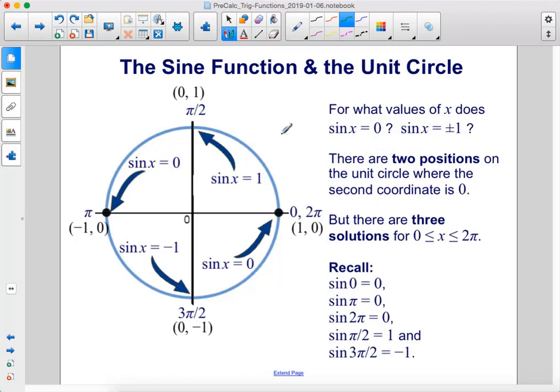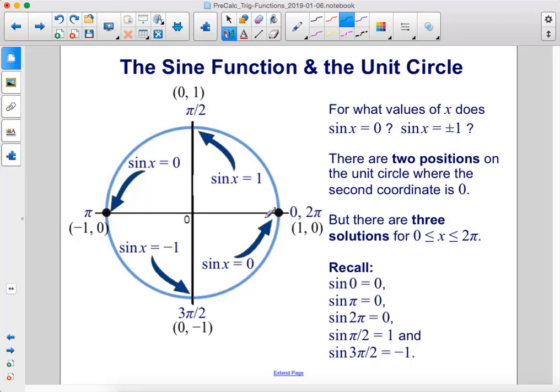For what values of x does sine x equal 0? What about when sine x equals positive or negative 1? There are two positions on the unit circle where the second coordinate is 0, but there are three solutions for x being between 0 and 2 pi, including 0 and 2 pi.